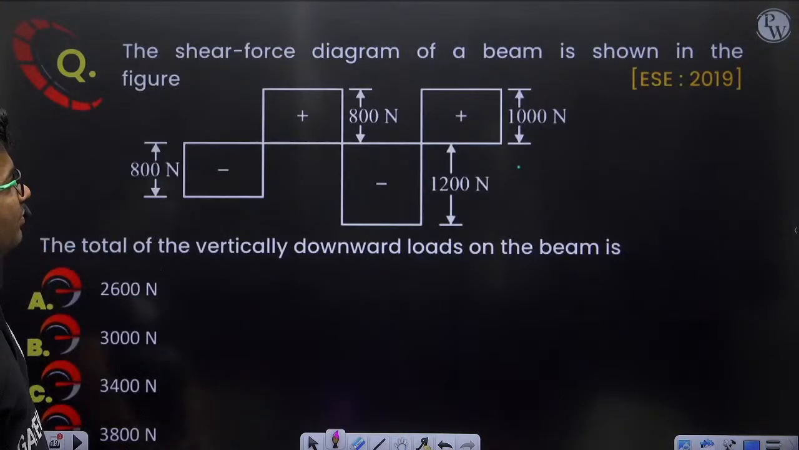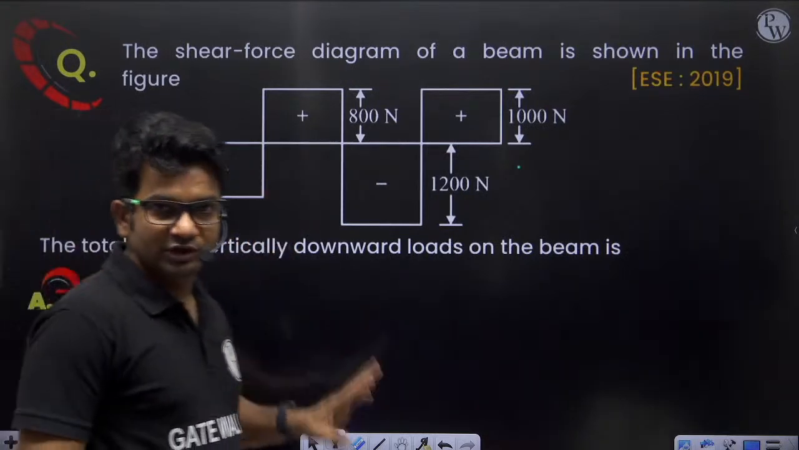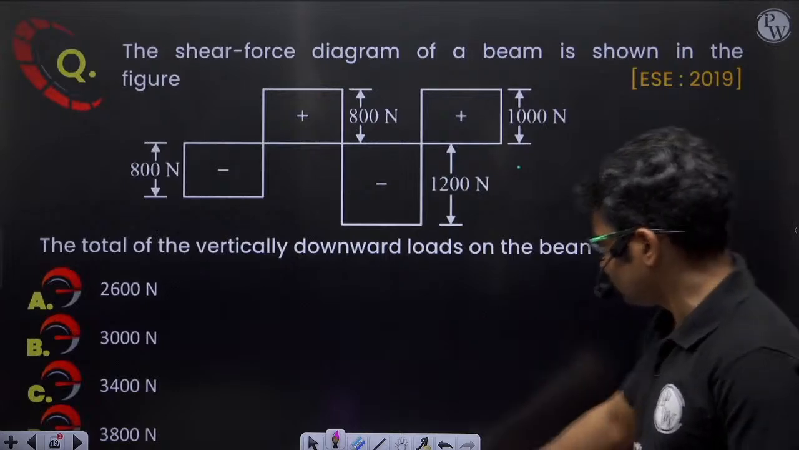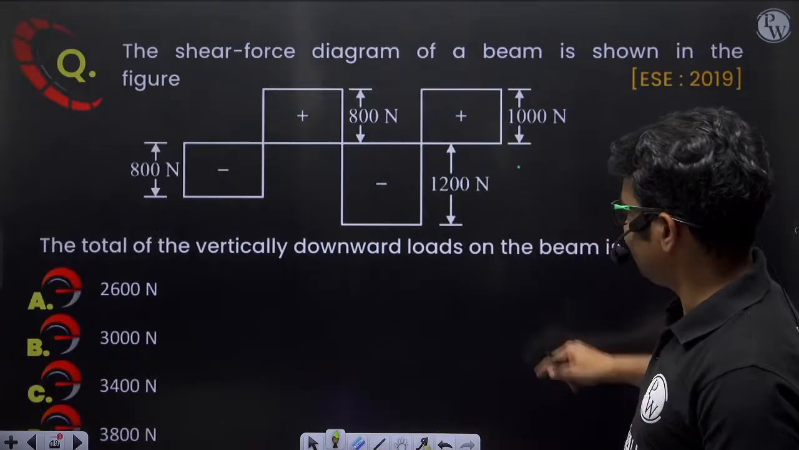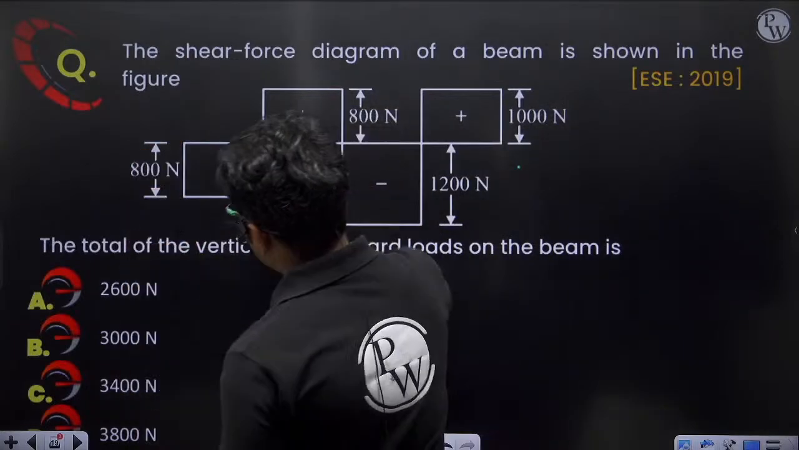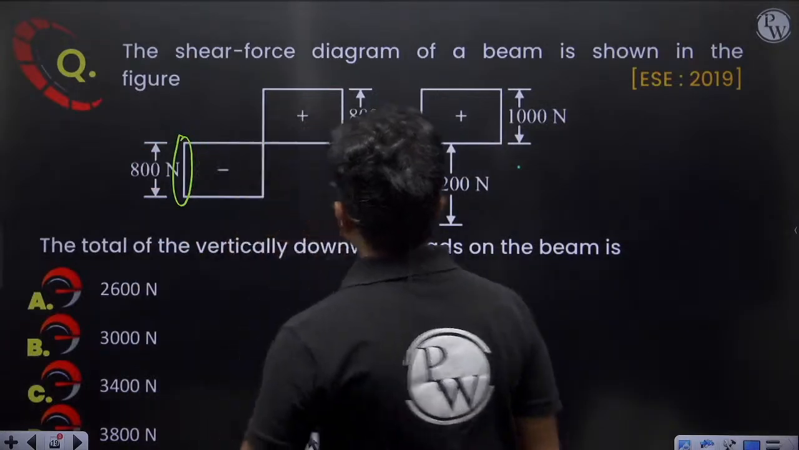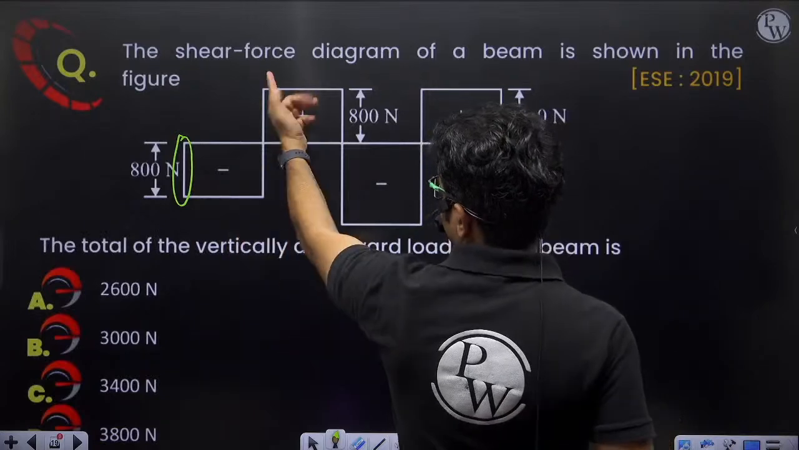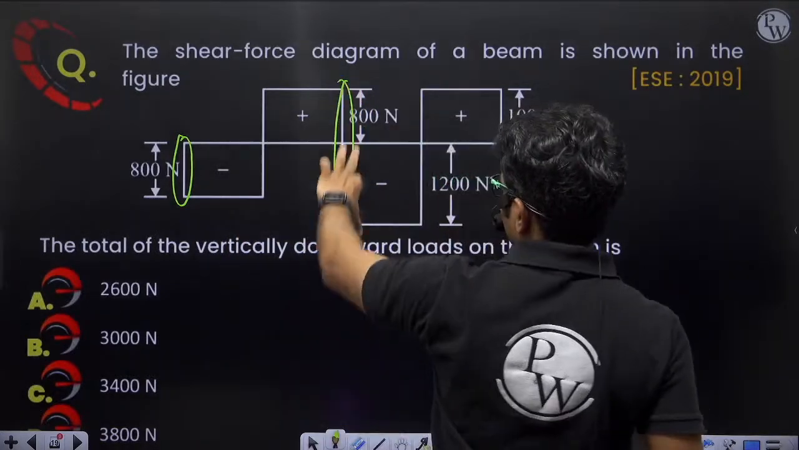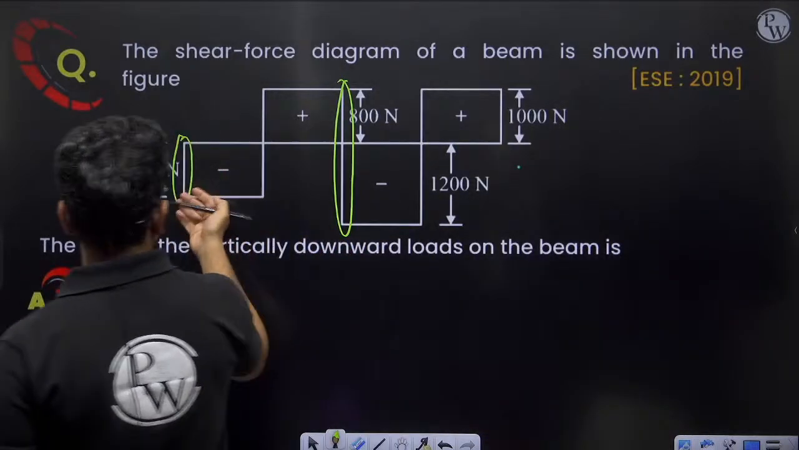Shear force diagram of a beam is shown in the figure. So this is the shear force diagram of the beam. What we have to do? Total vertically downward loads on the beam is, so vertically downward load here, how much? 800 Newton. This is going up, so this will be going down. By how much magnitude? Here the magnitude is 800 Newton.